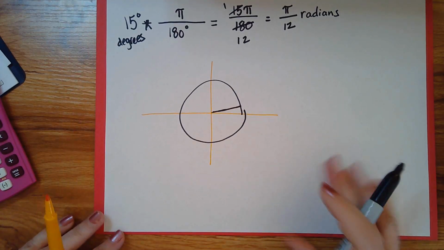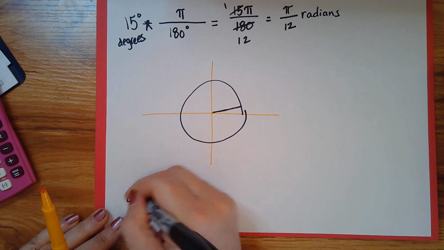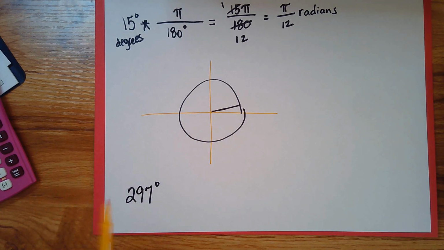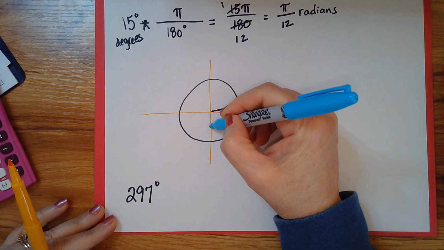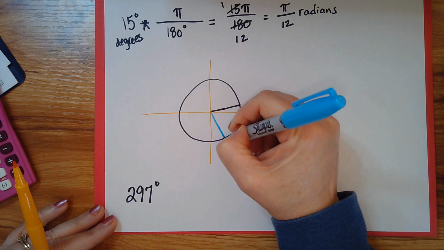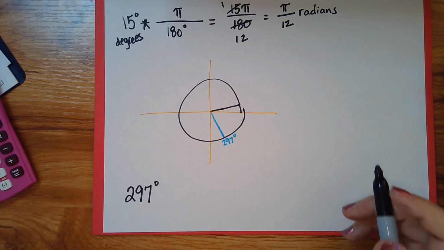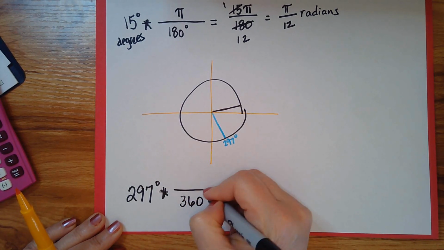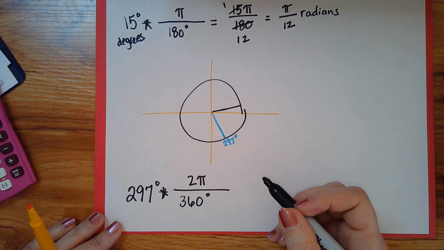Let's do one more. Let's do a big one. Let's do 297 degrees. So on our circle, let me see, this is 270 degrees. If I go 3/4 of the way around, that's 360 degrees. So I'm going to call that about right here, 297 degrees. What is that in terms of radians? Well, I'm going to multiply it, and this time I'm going to be crazy, and I'm going to use this. I'm going to say, well, I know that 2 pi is 360 degrees.